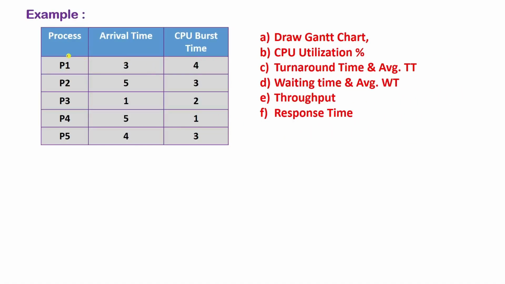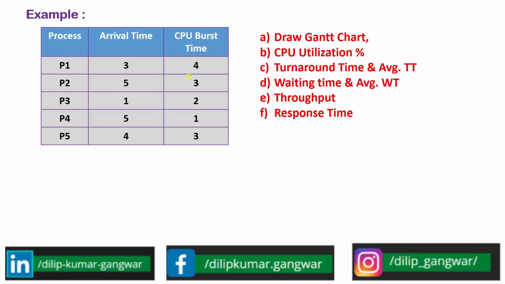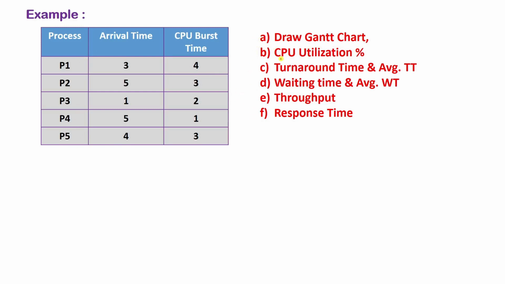So here you can see we are given 5 processes with their arrival time and their CPU burst time, that is, how much time they take on the CPU. We have to apply the FCFS algorithm on this set of processes, and based on that, we have to find all these things. We have to draw the Gantt chart, then find the CPU utilization and all these metrics. So first we have to draw the Gantt chart, and on the basis of that Gantt chart, we can find all these things. So let's draw the Gantt chart.